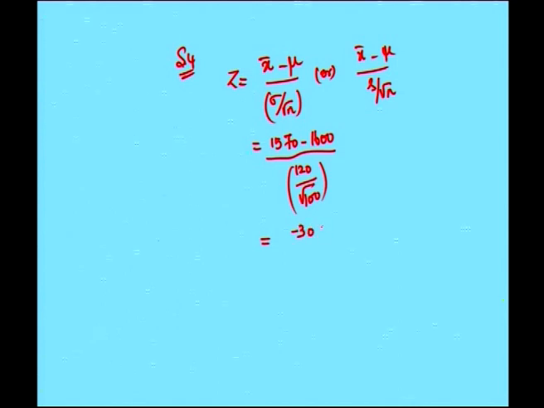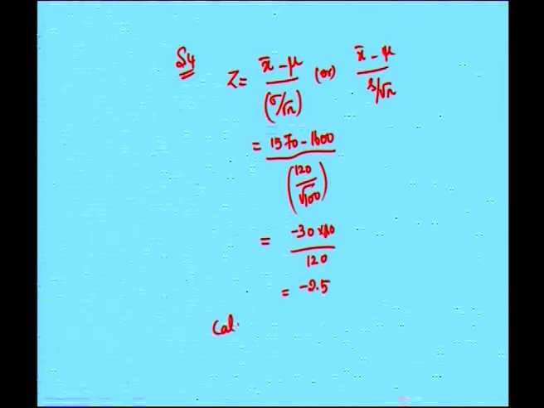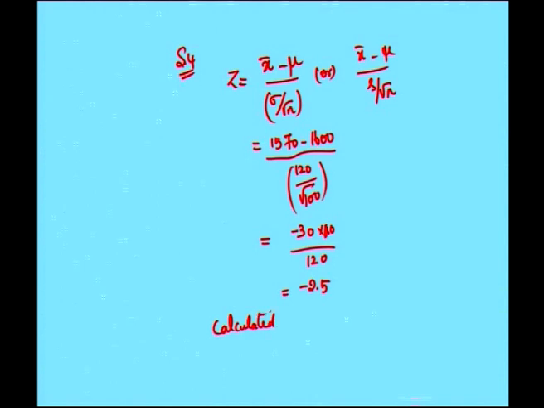So, minus 30 into 10, root 100 is 10, divided by 120. Okay. So, this gets cancelled, minus 2.5. So, this is your Z value. So, calculated Z at a 5% level of significance, within modulus of minus 2.5 is equal to 2.5. Now, let me go to the conclusion step.